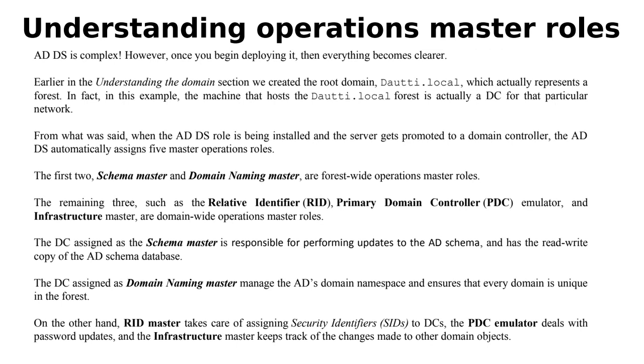Now here, they are telling you that Active Directory automatically assigns 5 master operations roles. The first two, the schema master and the domain naming master, are forest-wide operation master roles. So these have the roles for the forest. The remaining 3 are relative identifier RID, primary domain controller PDC emulator, and infrastructure master. These are domain-wide operation master roles.